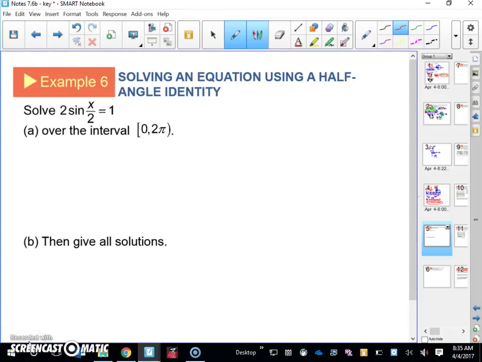Example 6, we're trying to solve this equation right here. First thing you should notice is there's only one variable term. Okay? And so that's good. When there's only one variable term, we can isolate. That's what we want to do. That's going to be the easier one.